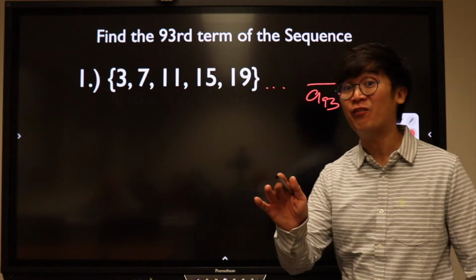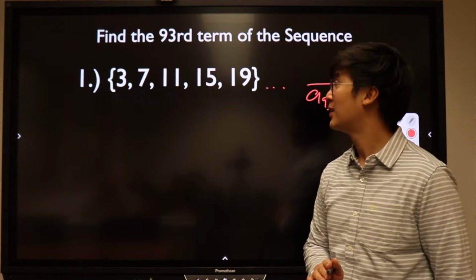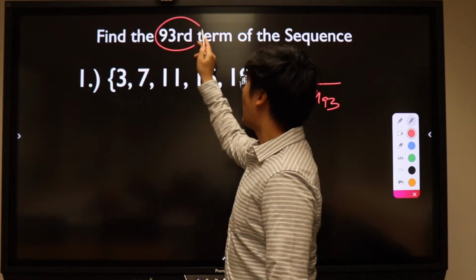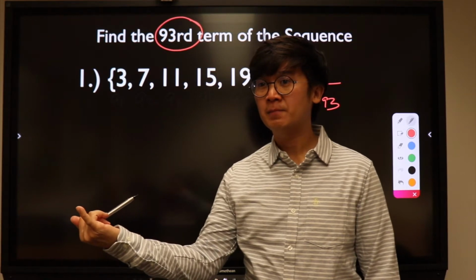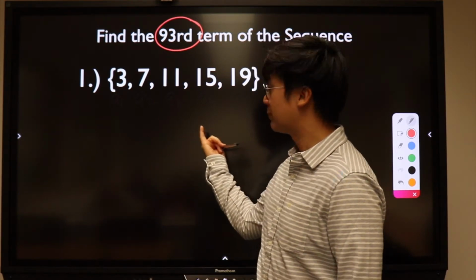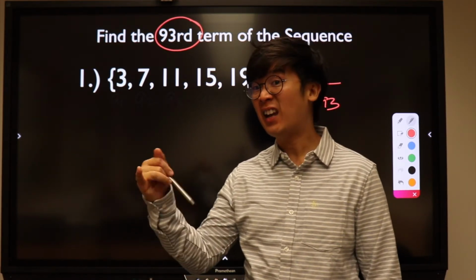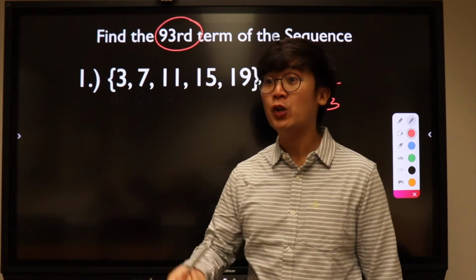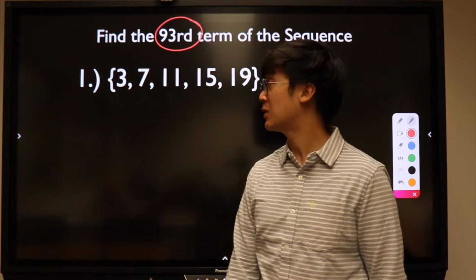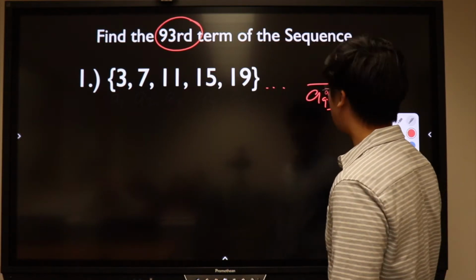Yes, we need a formula, right? Since we're looking for the 93rd term, are we given the common difference in this problem? Not yet, right? It's not explicitly there. But we need the common difference, so we need to find the common difference first. What is the common difference in this problem?